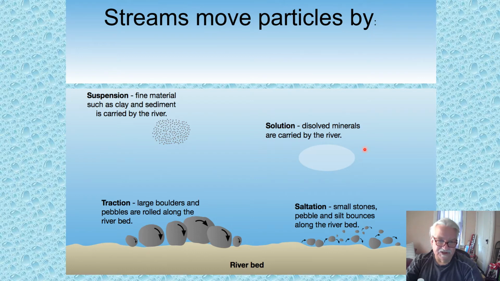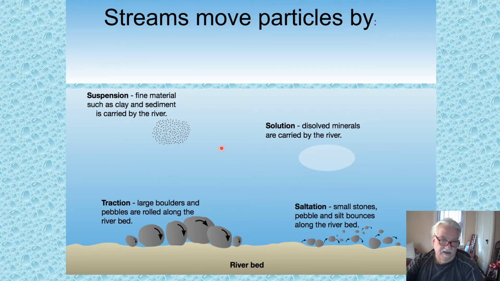All right, solution. There's a little oval drawn here, but you really can't see it. When salt, for instance, is put in water, the NaCl goes into free ions of sodium, Na, and chlorine, Cl. So they're not attached anymore, basically. And you can't really see that if you've ever put a spoonful of salt in some water. It doesn't change the water's look.